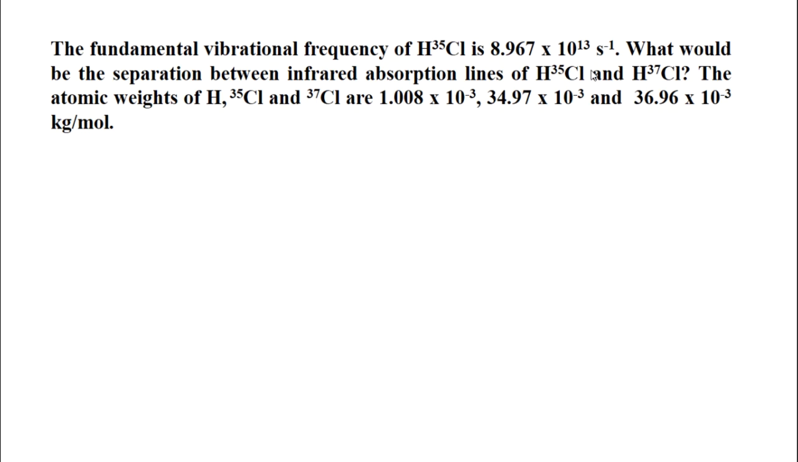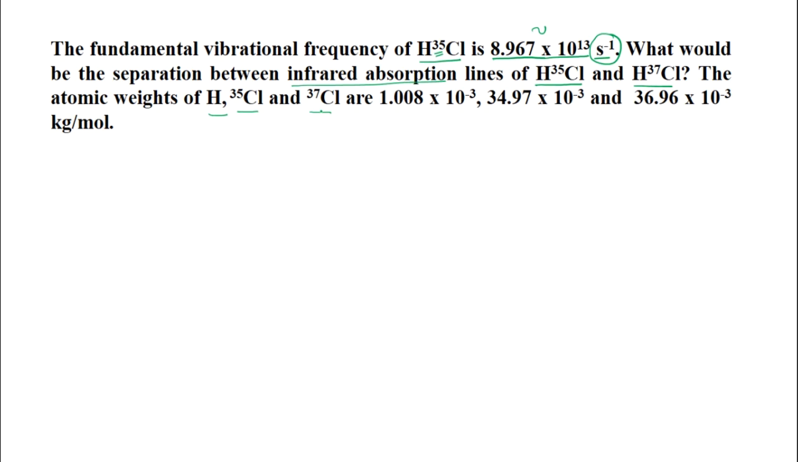The next question states that the fundamental vibrational frequency of HCl, where we have the 35 isotope of chlorine, is 8.969 times 10 to the power 13 second inverse. Here it is given as nu because the unit is second inverse. What would be the separation between the infrared lines of H35Cl and H37Cl? The atomic weights of hydrogen, 35Cl and 37Cl are also given.